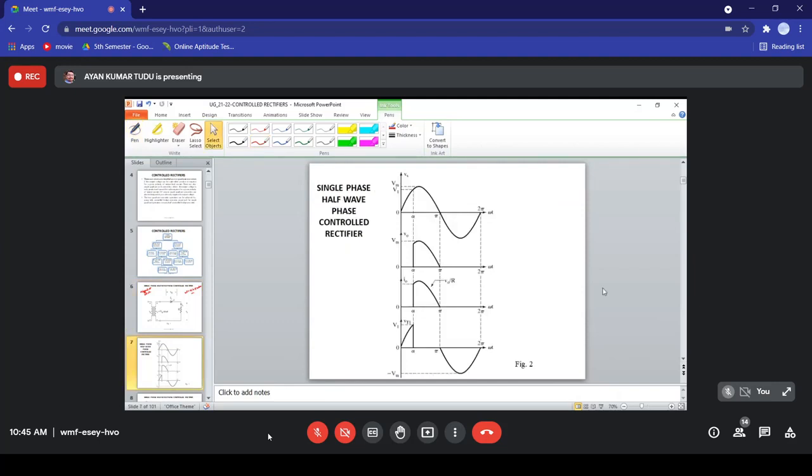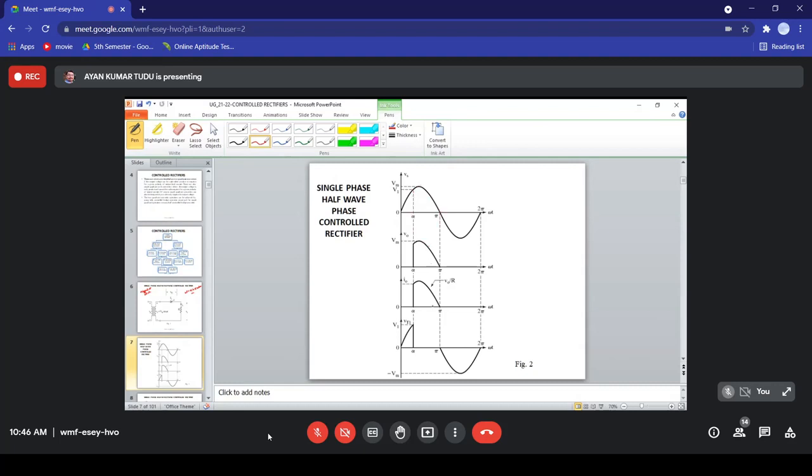As you can see here, this is the input supply voltage. During the positive half cycle, the thyristor is in the forward bias state. At omega t equal to alpha, the thyristor is triggered and the output voltage waveform will follow the input voltage waveform. Now at omega t equal to pi, what is happening?